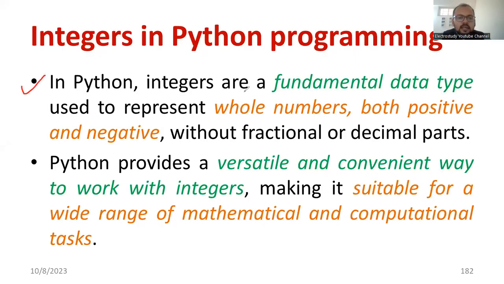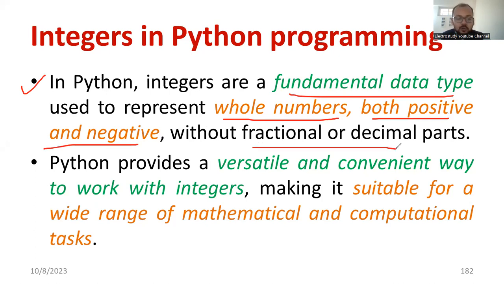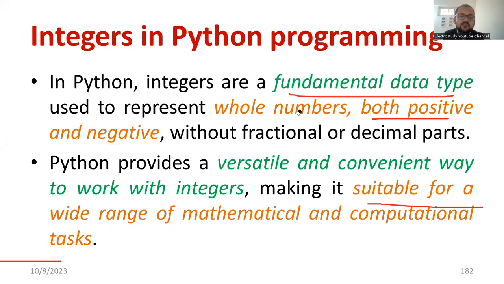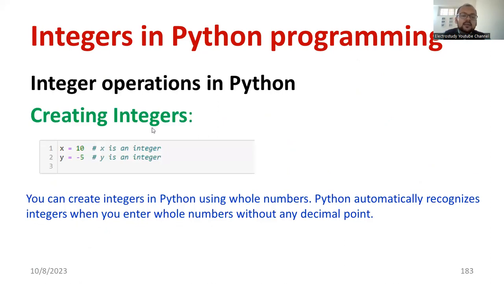So you know that integers are the fundamental data type used to represent whole numbers. That means positive, negative, and zero, but fractional and decimal parts are excluded. Python provides a versatile and convenient way to work with integers. That is one advantage, also making it suitable for a wide range of mathematical and computational tasks. So these are the significance of integers: positive numbers, zero, and negative numbers. Decimal numbers are excluded in the integer. We can create an integer in this fashion.